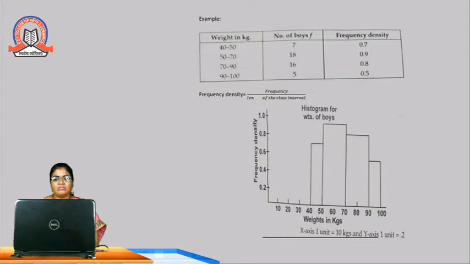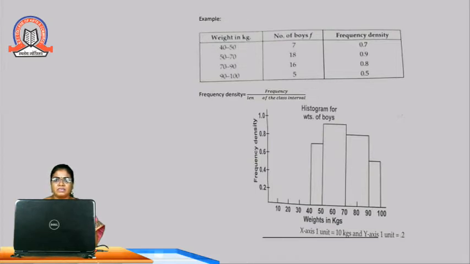Next, how to find the frequency density. Where we want to use the frequency density calculation, we can see the class interval widths differ from each other. 40 to 50, the range is 10 in this problem. 50 to 70 is 20, 70 to 90 is 20, 90 to 100 is 10. In this case, we use the frequency density calculation. So here the problem is given with weight and number of boys.